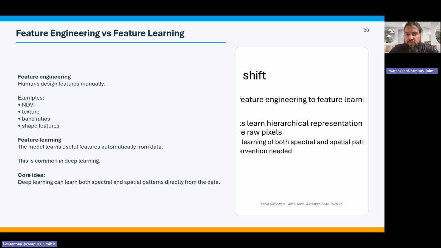The feature engineering versus feature learning. In short terms, humans design features manually in feature engineering, like in the indices. We have discussed this one. Like I still remember, these are some of the indexes we have seen, like matrices, for the assessment of different types of objects on the earth.